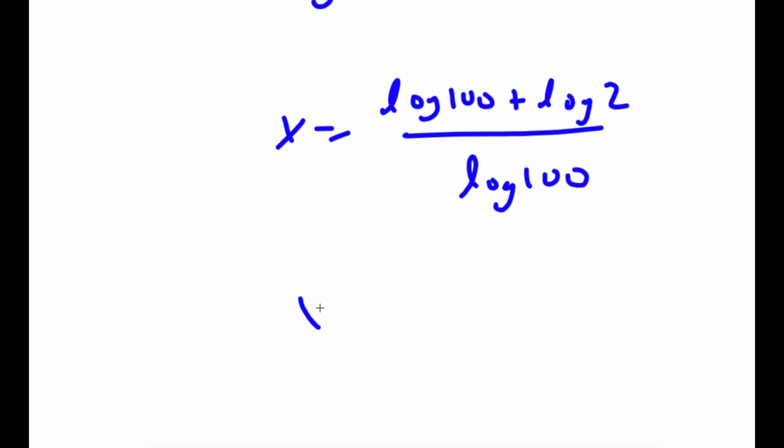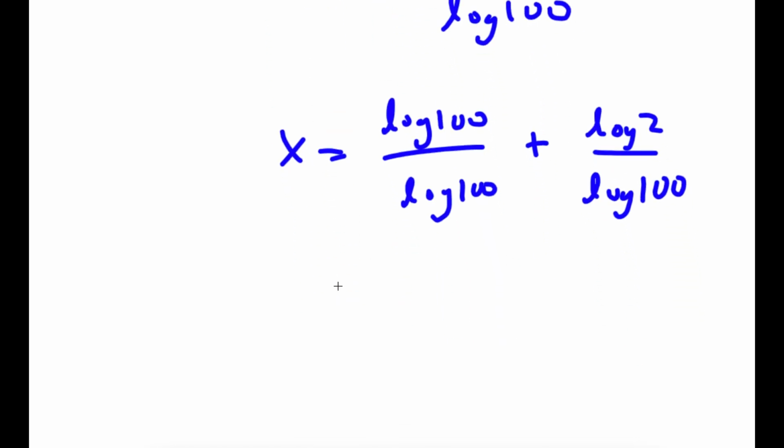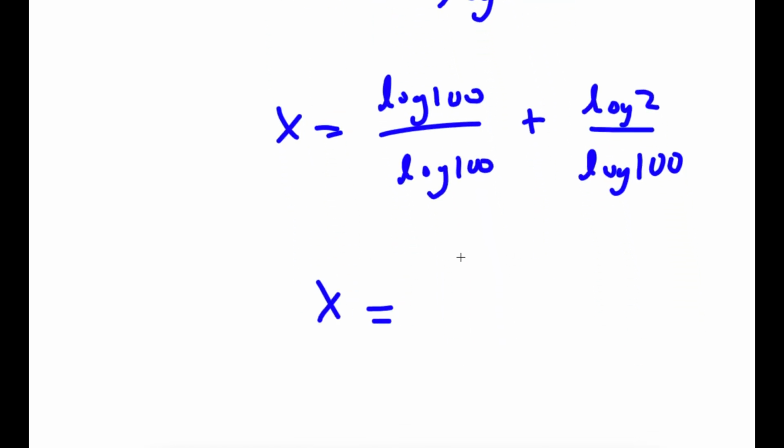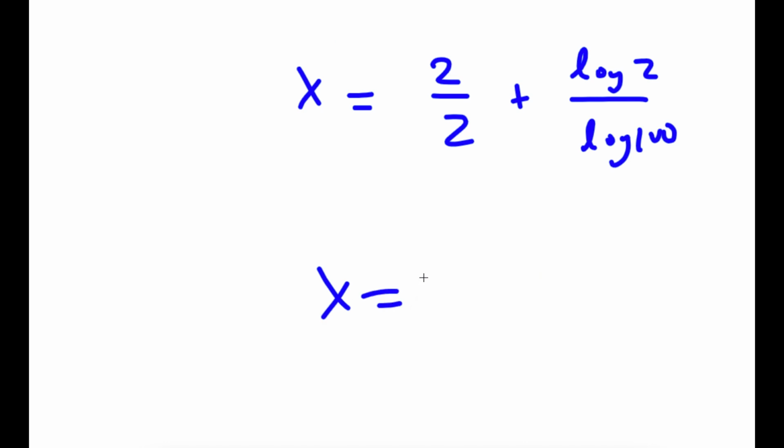So now I have log 100 over log 100 plus log 2 over log 100. Now log 100 is simply equal to 2. So I have 2 over 2 plus log 2 over log 100, which is equal to 1 plus log 2 over 2.